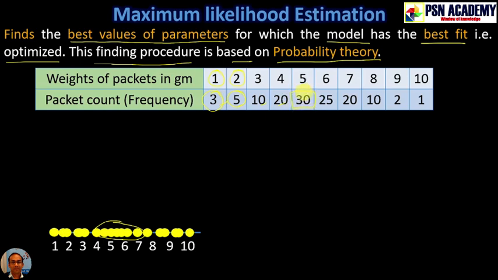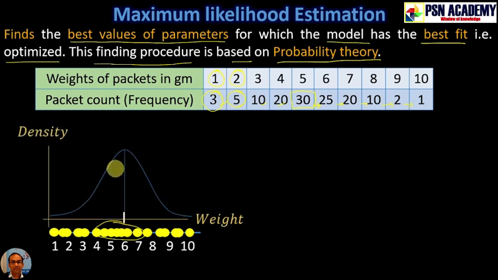And after crossing this middle region, it goes down again to 25, 20, 10, 2, and 1. That means in the middle portion, the number of packets is high that are weighing 5 grams. For this reason, we are having a cluster formation here in the middle region. Clear? Now, if we plot this data, what will we get?